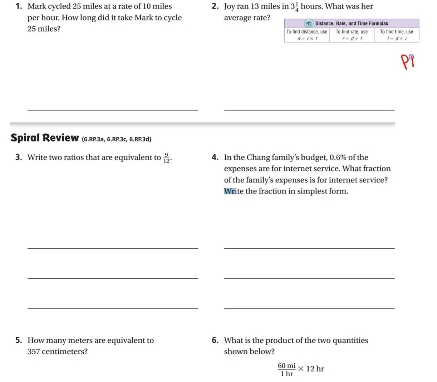Alright, in this video I'm going over P108 of the Go Math homework for lesson 6.5, chapter 6, lesson 5. Mark cycled 25 miles at a rate of 10 miles per hour. How long did it take Mark to cycle 25 miles?